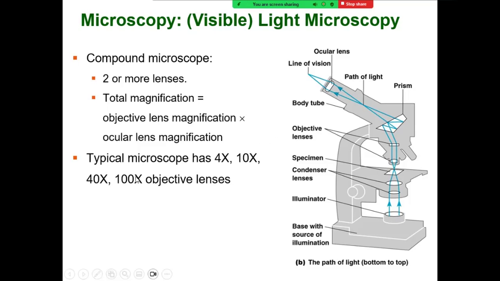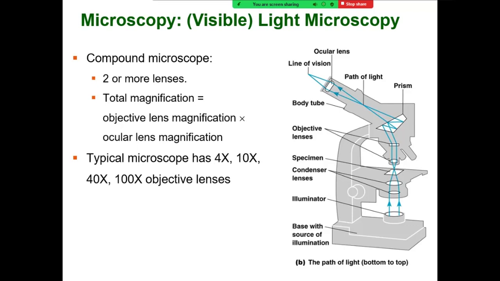And I prefer these names because they're not confusing. You can call the 4x lens the scanning objective lens, the 10x lens the low power objective lens, the 40x lens the high power lens, and the 100x lens the oil immersion lens. The trouble is that the low power lens is not the lowest, and the high power objective lens is not the highest. And some of you got confused in the lab and you got that wrong.